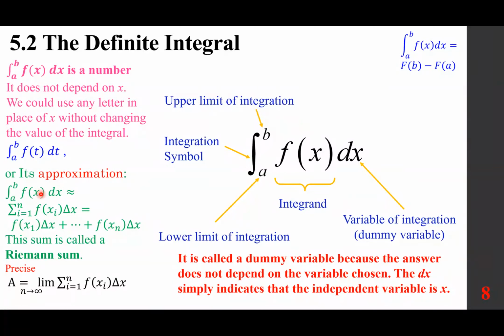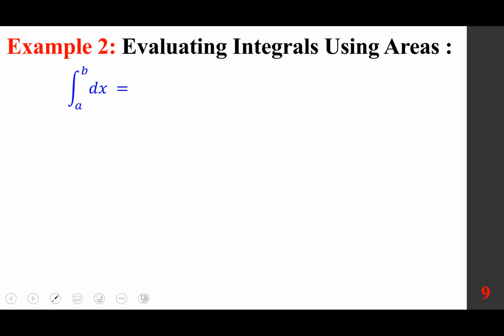And it becomes exact or precise if we take the limit and we let n go to infinity. So area is the limit of the summation of f of x delta x as i goes from 1 to n, and n goes to infinity. Let's look at this concept using areas.